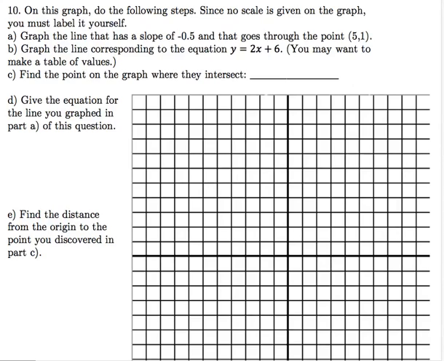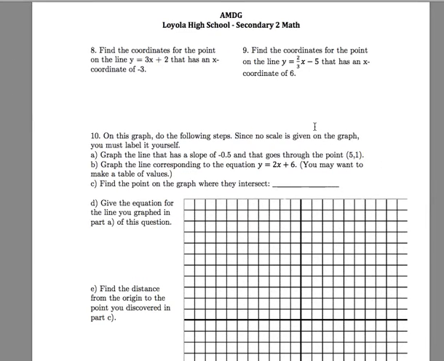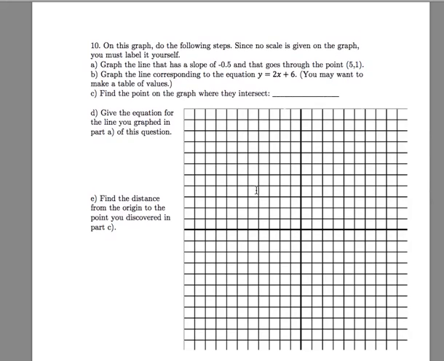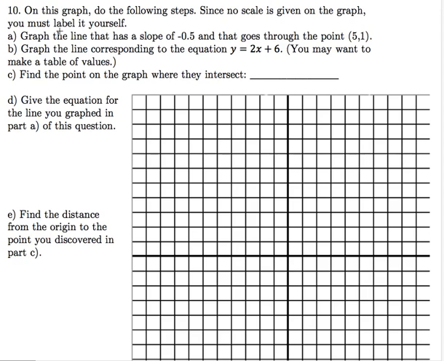Next up, if you look at the slope and lines handout, we just did 8 and 9, so now we're looking at question 10. A big question, it takes up a lot of space. It's going to require me to use my ruler and do some good graphing. Question 10 tells me on this graph to do the following steps. I've got a whole bunch of steps here, A, B, C, D, and E.